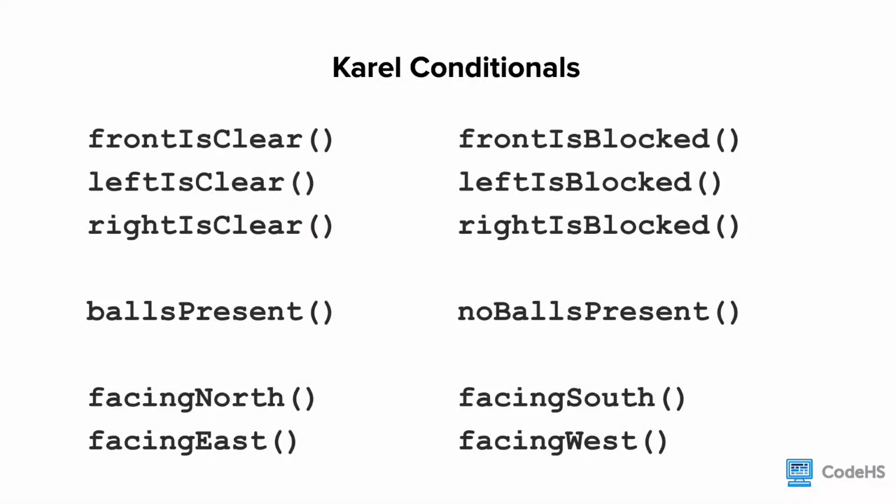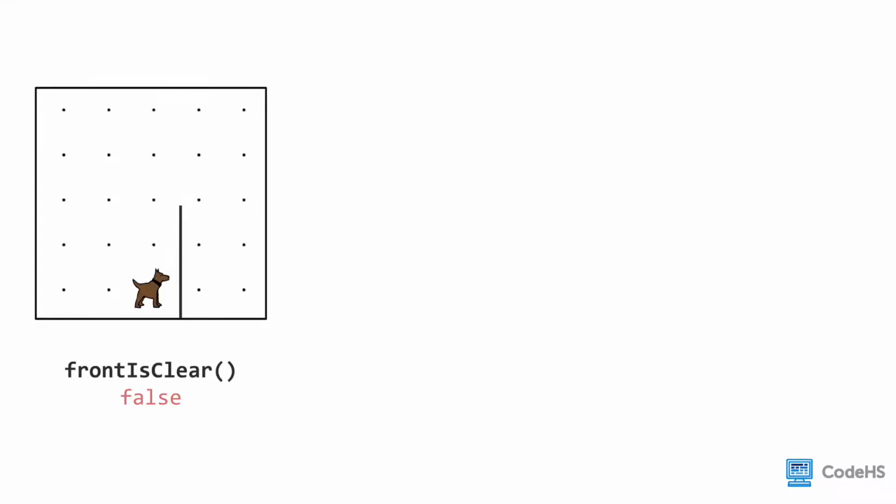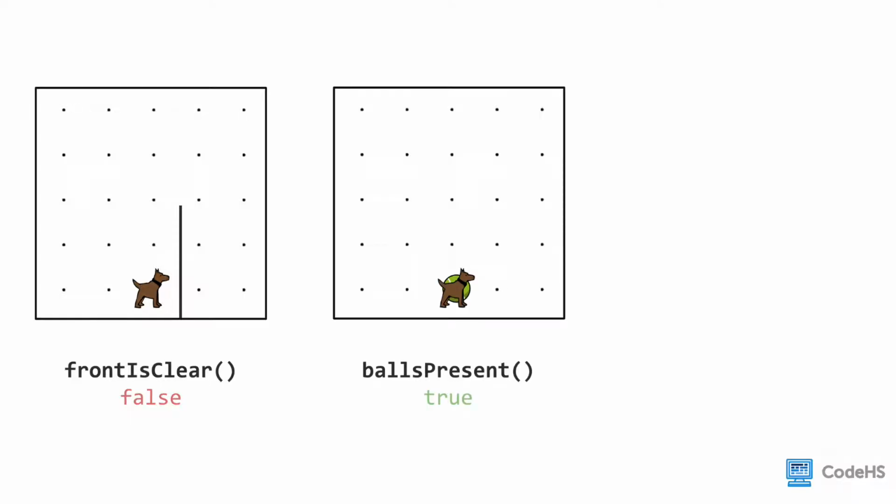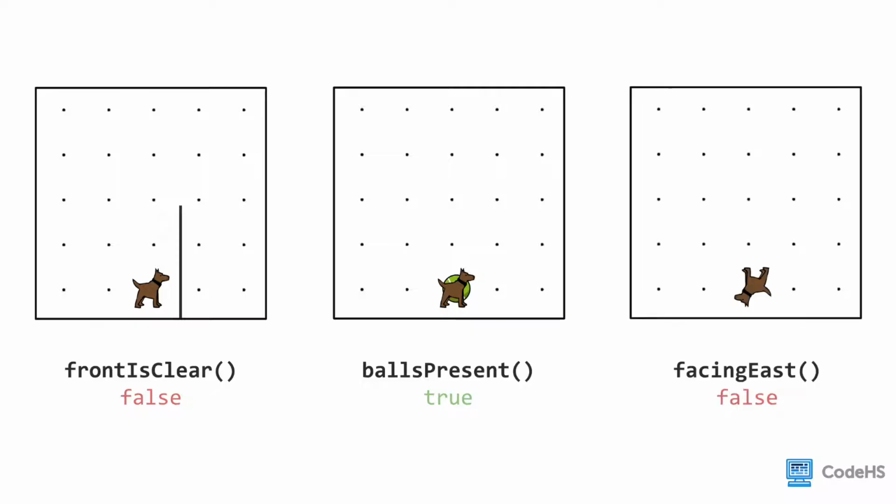Here's a list of all of the Karel conditions. When we use one of these conditional commands, it will return true or false. For example, we can ask, is the front clear? Well, it's not, so that's false. Or, is there a ball present? Yep, that's true, there's a ball. Or, is Karel facing east? No, Karel is not facing east. These are all questions Karel can ask about their world. We can use the response to these questions to determine what code to execute next to avoid Karel from crashing.